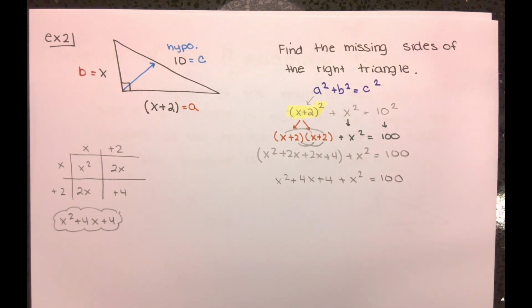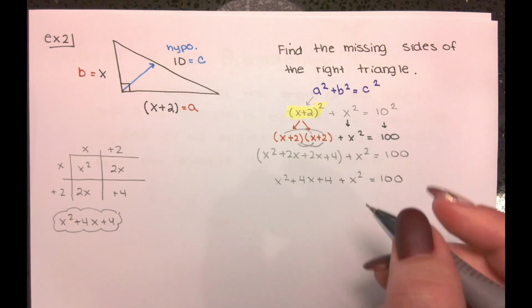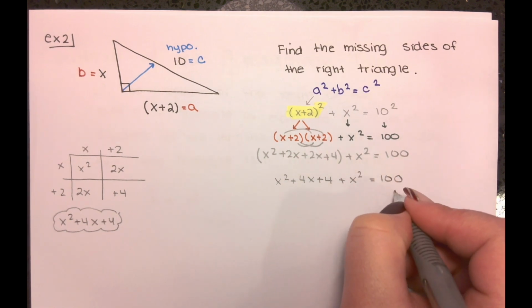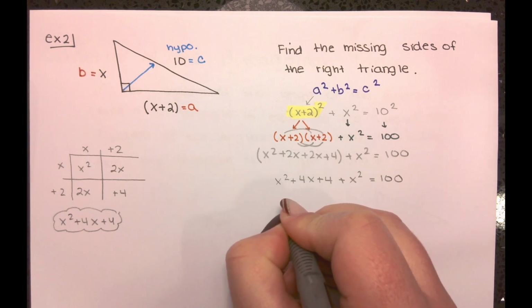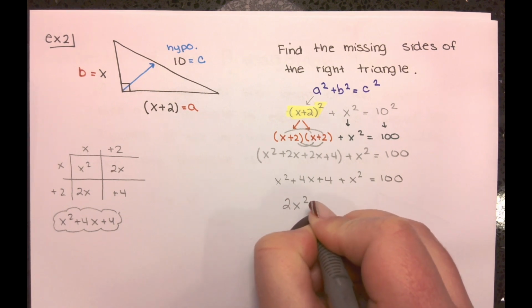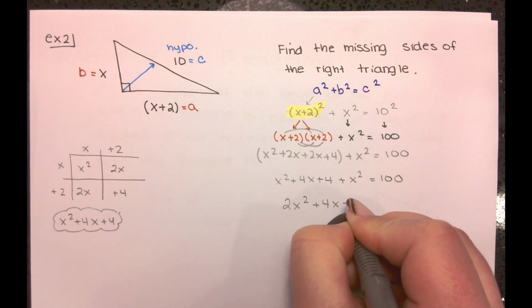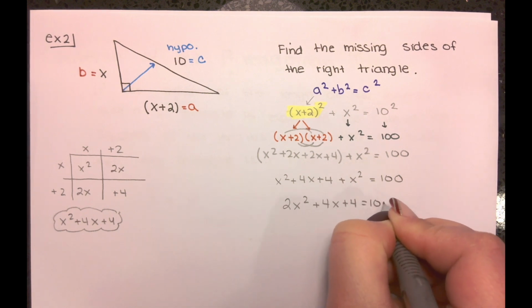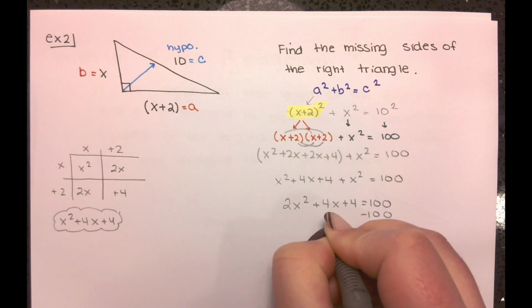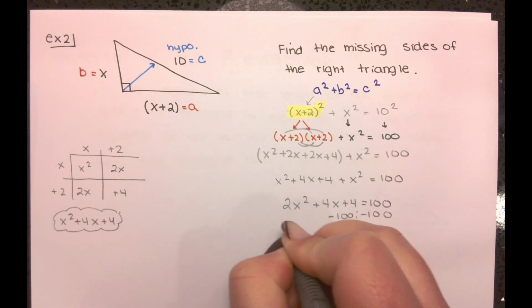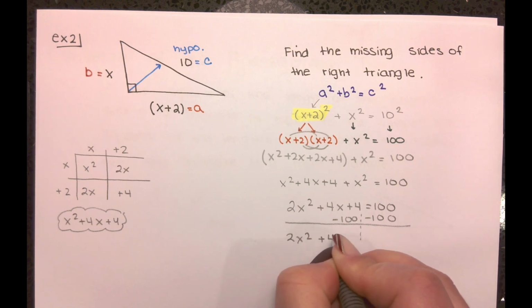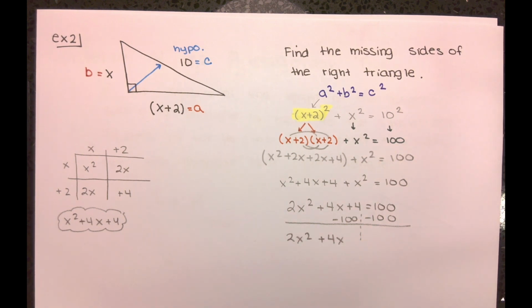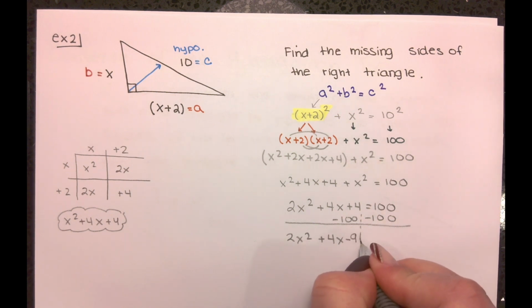Go ahead and move everything over to one side. This is a quadratic equation here. So we have 2x squared plus 4x plus 4. I'm going to subtract 100. 2x squared plus 4x, and we got 4 minus 100, and that gives us a negative 96.